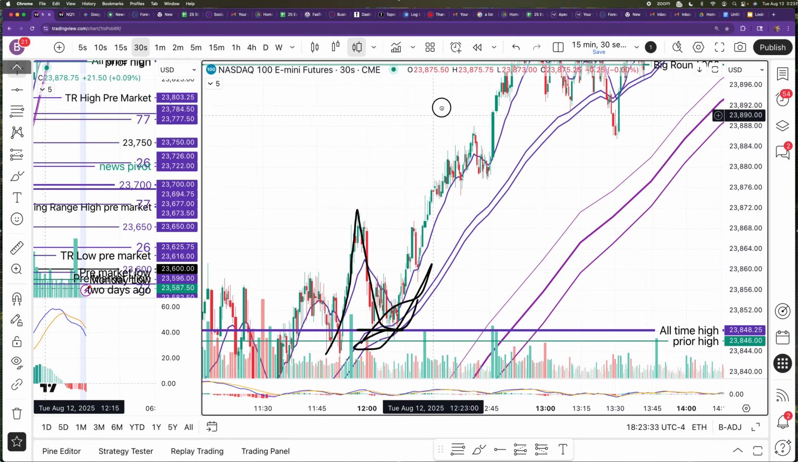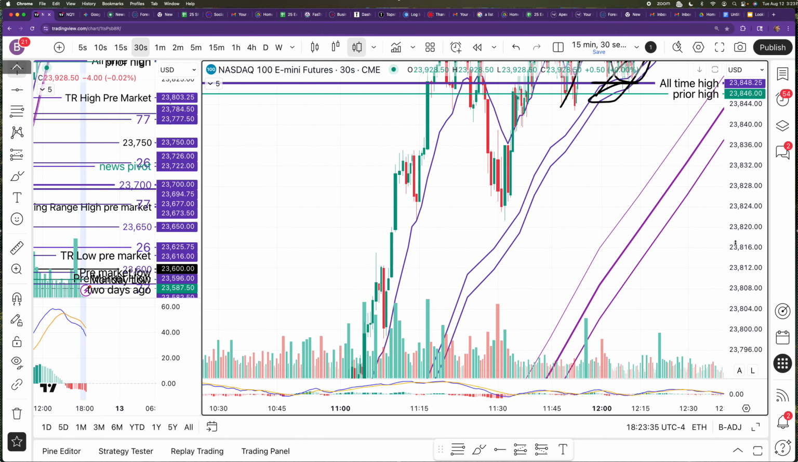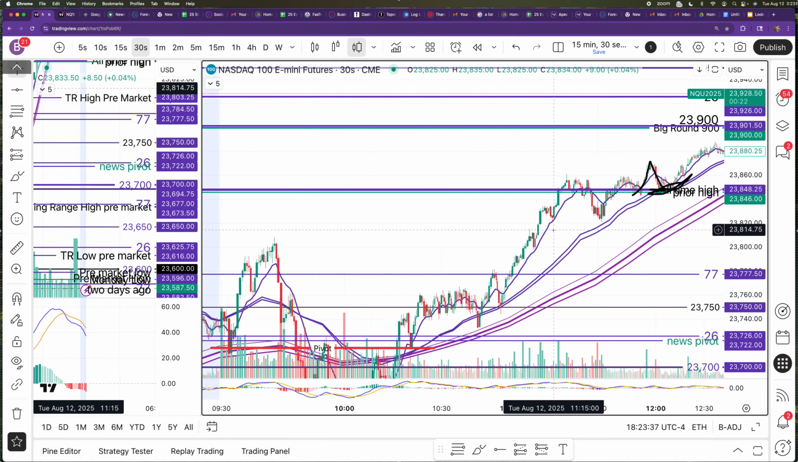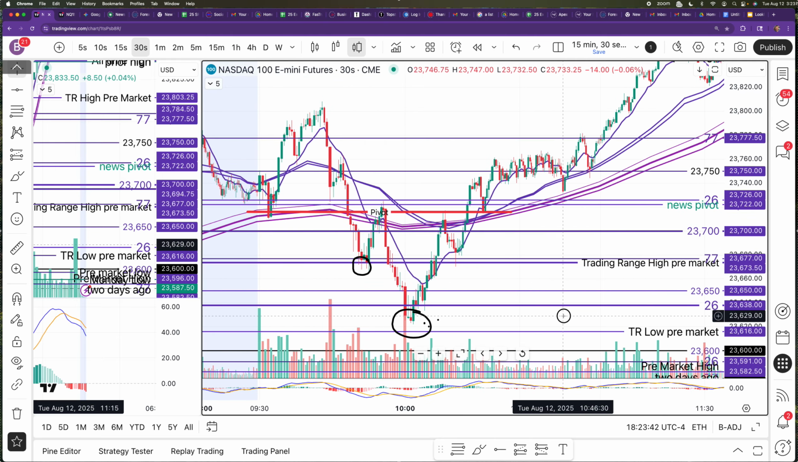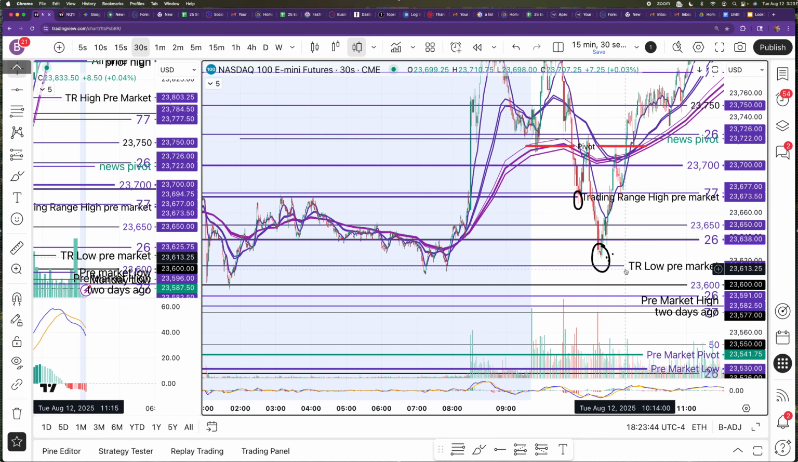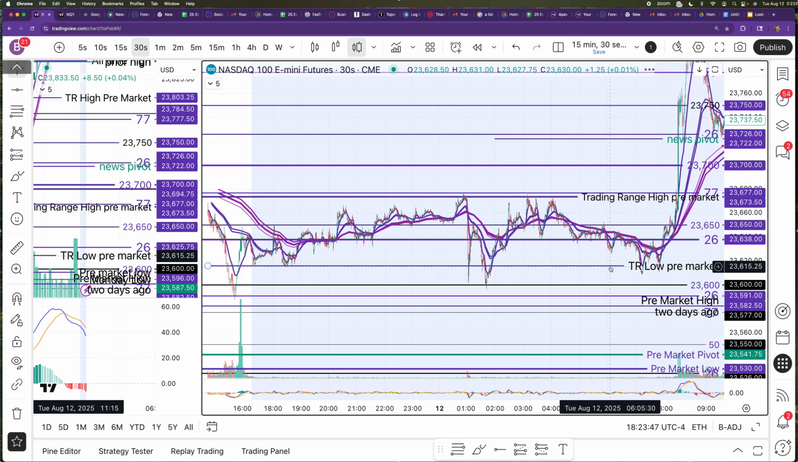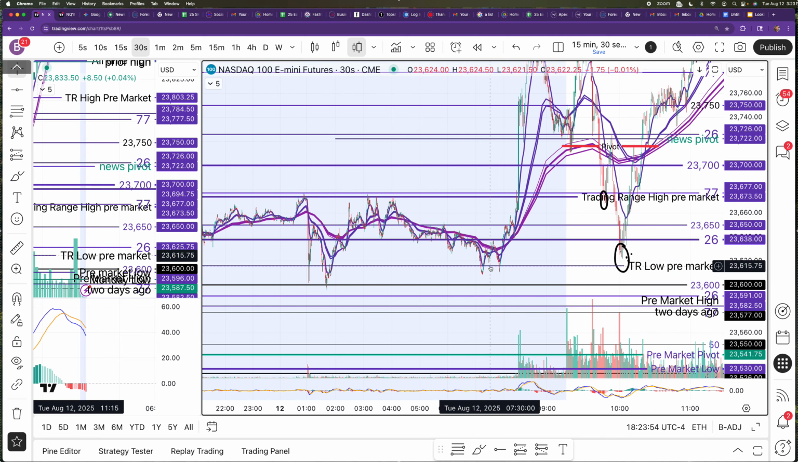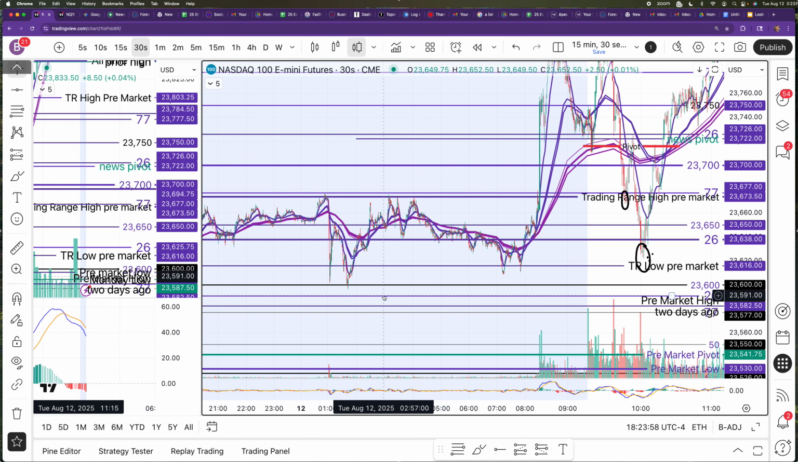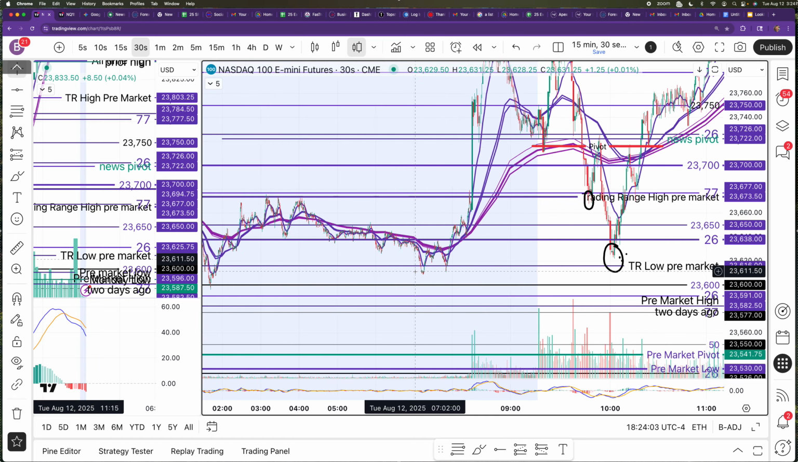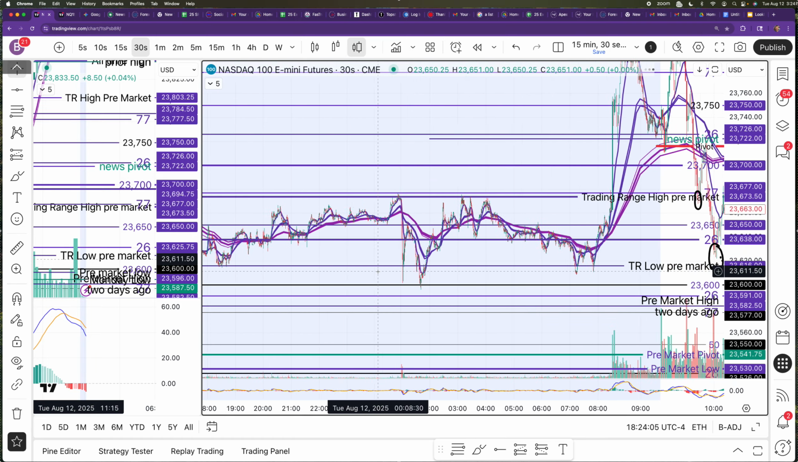It had more room to run. So we had that level that was way down here that was marked before the market ever even started as the TR low, pre-market. We got that from looking at the swing lows in the pre-market and connecting the dots, finding a line that connected all of those swing lows together, okay? That became our TR low, or trading range low. It wasn't the actual low of the pre-market. It was the trading range low that connected the dots between all the swing lows.